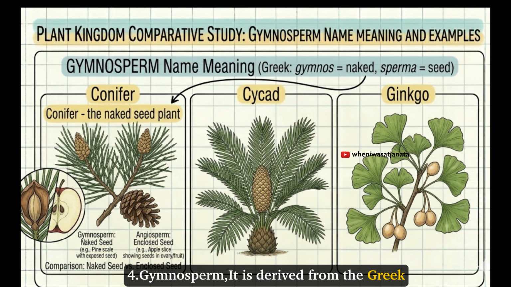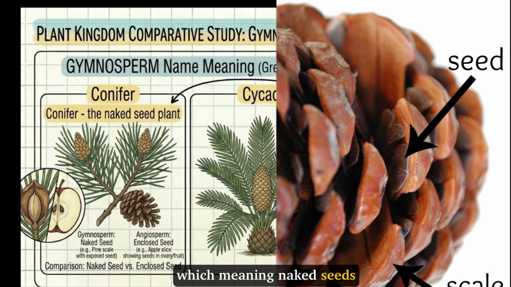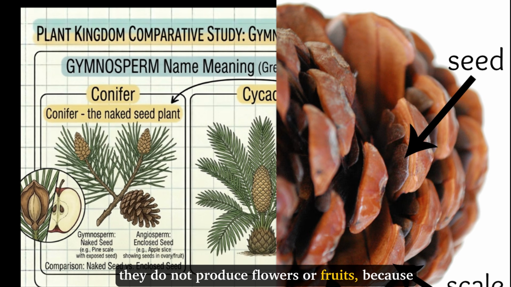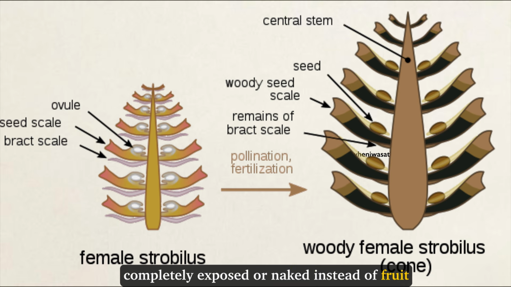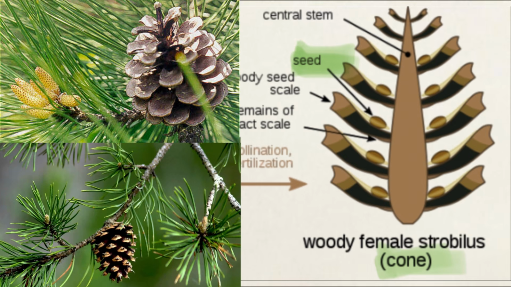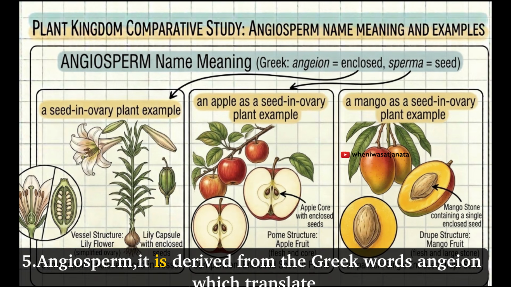4. Gymnosperm. It is derived from the Greek words gymnos, which translates into naked, and sperma into seed, meaning naked seeds. In simple terms, these plants do produce seeds, but they do not produce flowers or fruits. Because there is no fruit to cover them, their seeds are completely exposed or naked. Instead of fruits, their seeds are borne on structures called cones. Examples: pine, cycas.